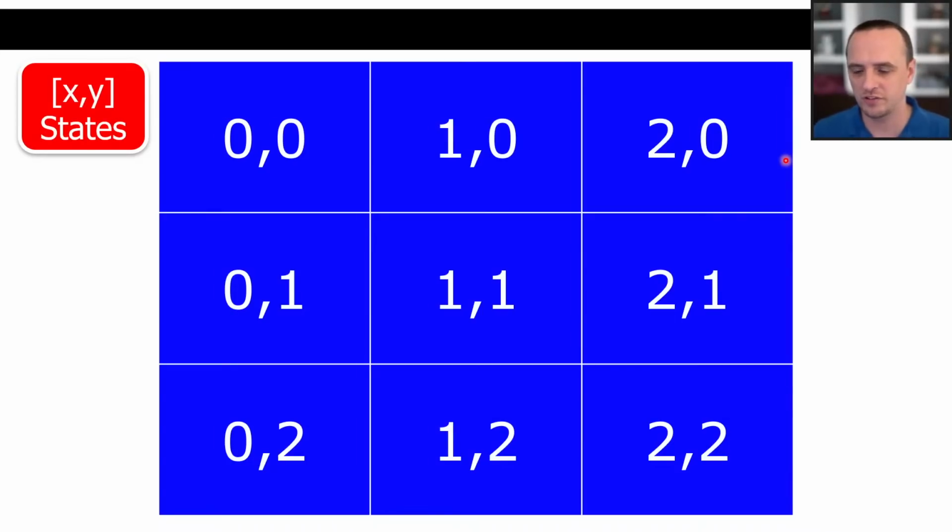Okay, so for example, our agent can pathfind between locations on this grid. These are the XY states of the environment, where the agent currently is. For our grid, the way that I have drawn this is that the 0, 0 coordinate is in the top left, because that's how Canvas and HTML work.